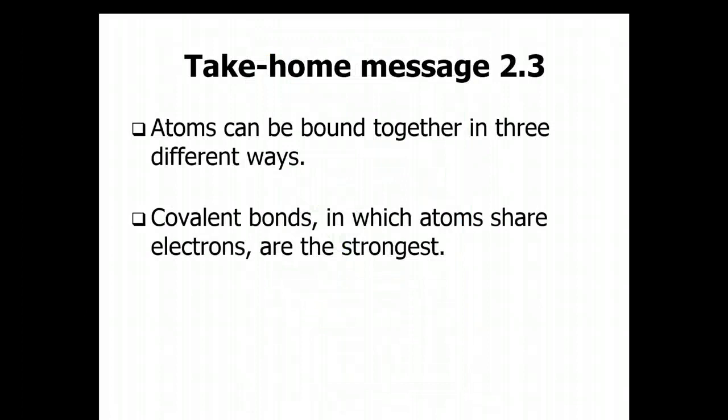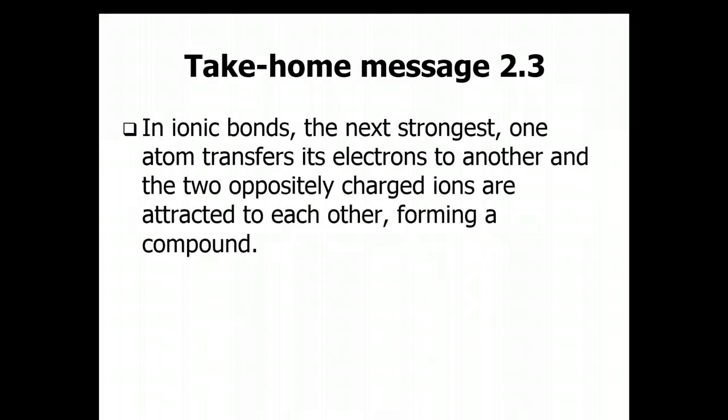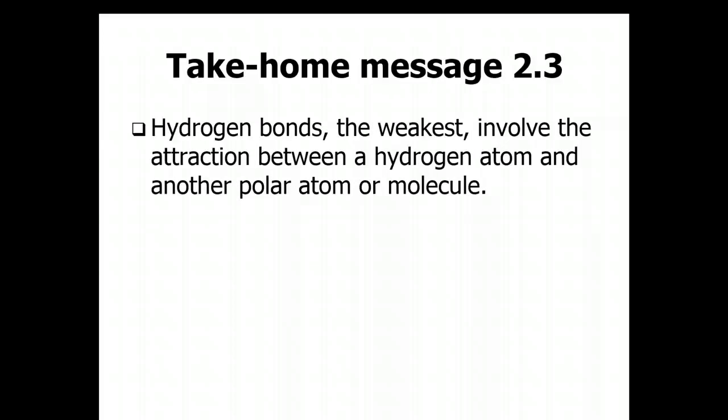Atoms can be bound together in three different ways. Covalent bonds, in which atoms share electrons, are the strongest. Ionic bonds are the next strongest. One atom transfers its electrons to another, and two oppositely charged ions are attracted to each other, forming a compound. So the ionic bonds do follow: we have a negative and positive charge, and that should become obvious to you. Hydrogen bonds, the weakest, involve the attraction between a hydrogen atom and another polar atom or molecule.